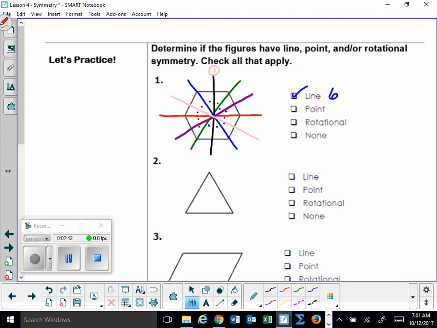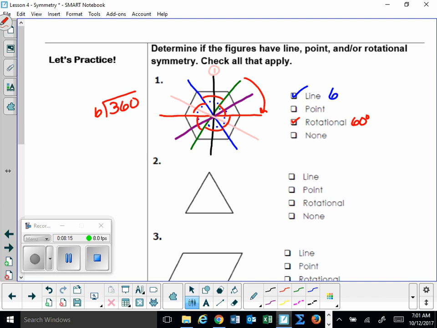What if I rotate from this green line to the red line? Is that going to work? 1, 2, 3, 4, 5, 6. 360 degrees divided by 6 is 60. This has 60 degrees rotational symmetry. 360 divided by 6 from vertice to vertice.